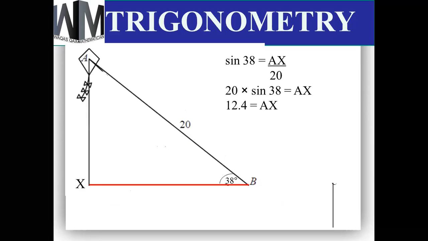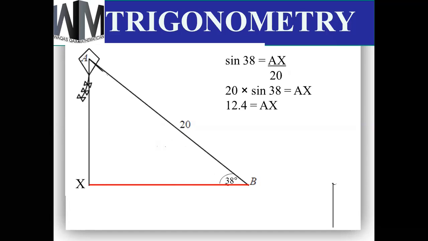Now we have a triangle AXB. In this AXB, we have the length of AB, which is 20, and we have angle 38. We are going to find the length of side AX. The length of side AX can be easily calculated by using the trigonometric ratio sine. The value of sine will be multiplied with 20, and then AX becomes 12.4.